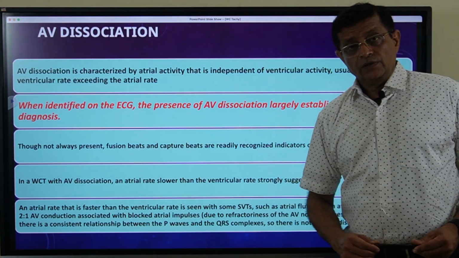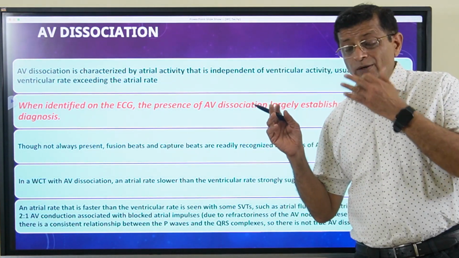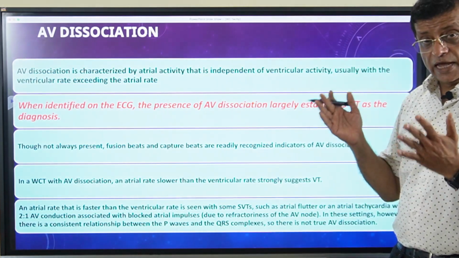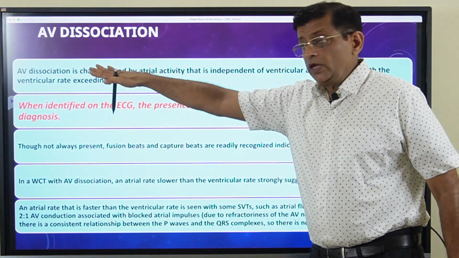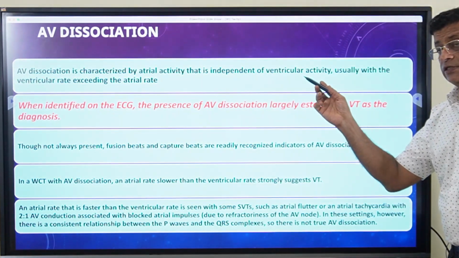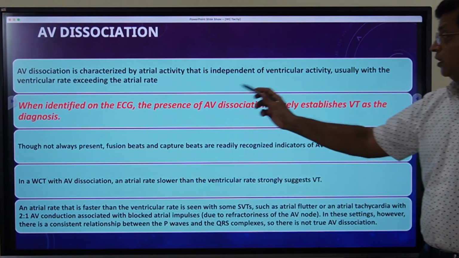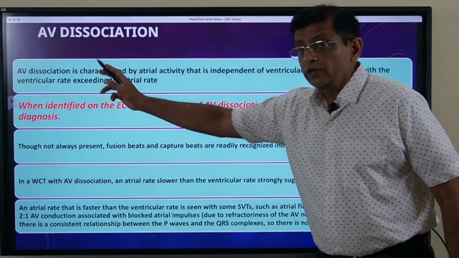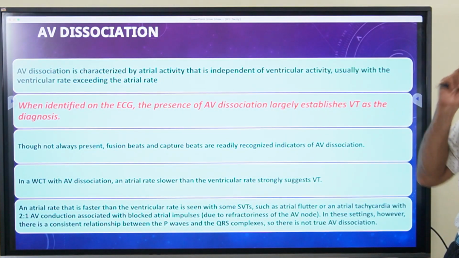The next thing, we have seen the rate, the rhythm, then the QRS duration, the axis, the concordance, and the next point that you have to see is AV dissociation. AV dissociation is characterized by atrial activity that is independent of ventricular activity. Atrial activity means the P waves. They are independent of ventricular activity. There is no connection, usually with a ventricular rate exceeding the atrial rate. The QRS rate is higher than the atrial rate.